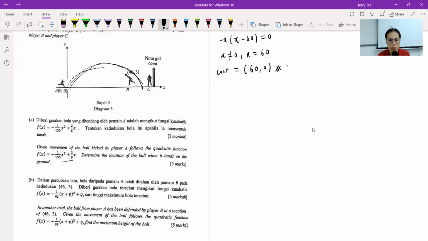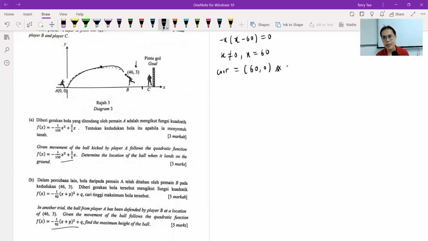In another trial, a ball from player A has been defended by player B at the location of (46, 3). Yeah, see here, he headed the ball away at point (46, 3). Wow, I'm thinking he can jump up to 3 meter high. Okay, it's because this is 3 meter, right? Okay, so then the movement of the ball follows this another function. Find the maximum height of the ball. So although the ball lands on his head or headed the ball here, it probably has a maximum height somewhere here. So you're supposed to find the maximum height.